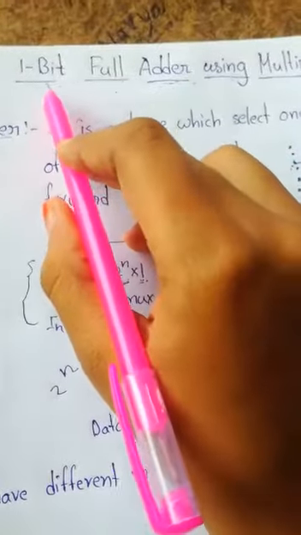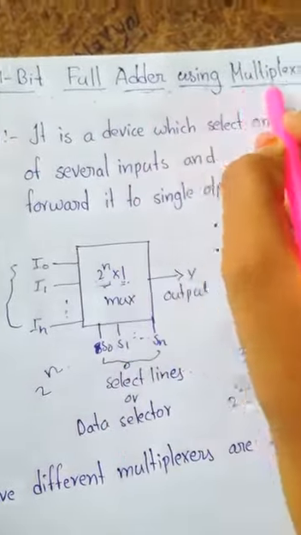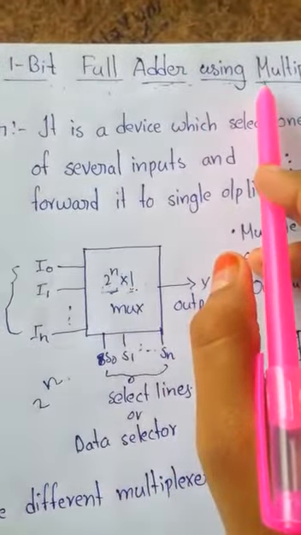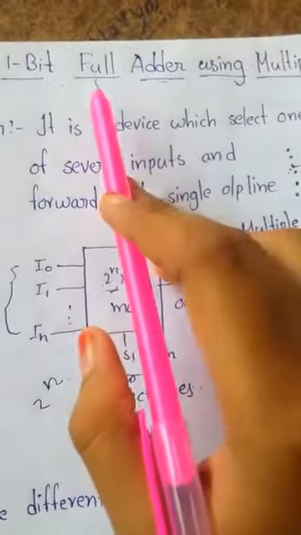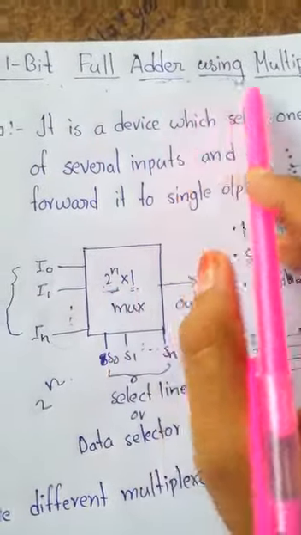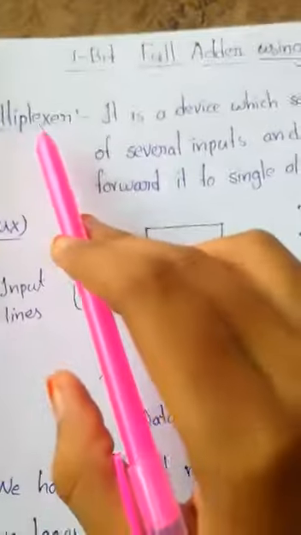Hello guys, now I'm going to talk about the 1-bit full adder using a multiplexer. To know about the 1-bit full adder using multiplexers, first we need to know about the multiplexer and the full adder. Now I'm going to talk about the multiplexer.